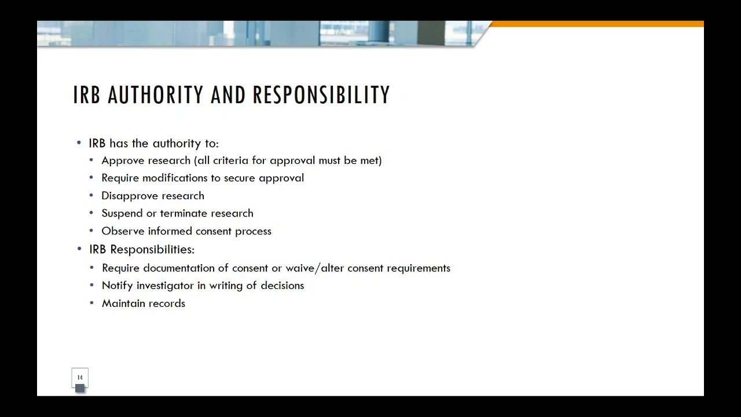The IRB has the responsibility to require documentation of consent or a waiver or alteration of the consent process. We have to notify the investigator in writing of our decisions, and we have to maintain records. So what does it take to be an IRB member?